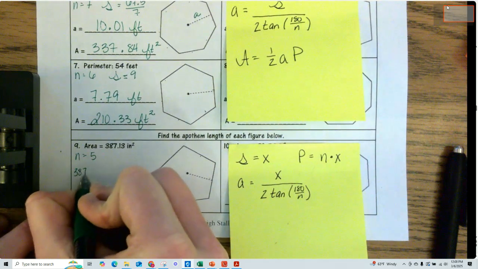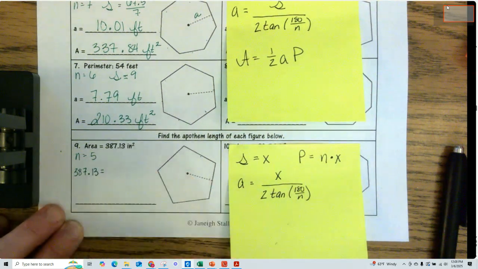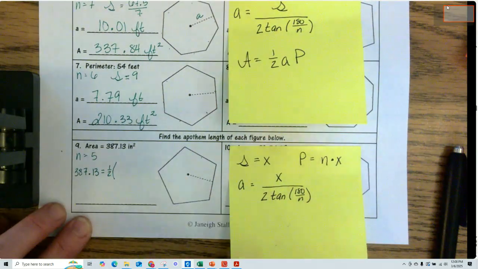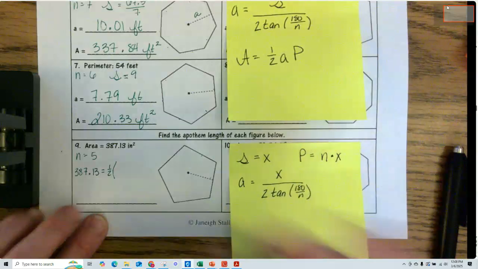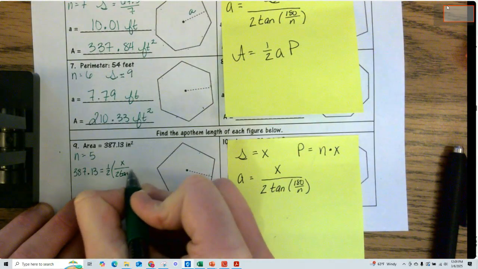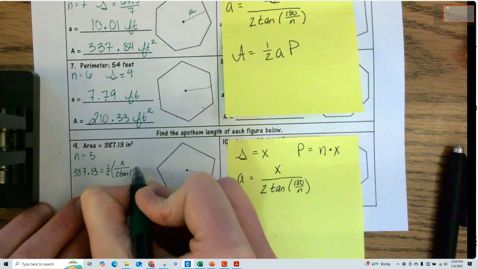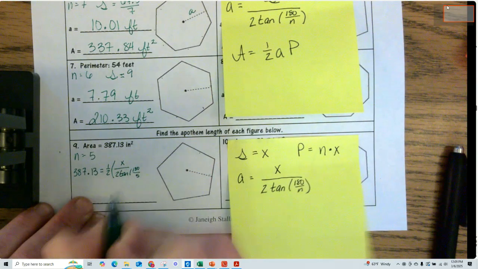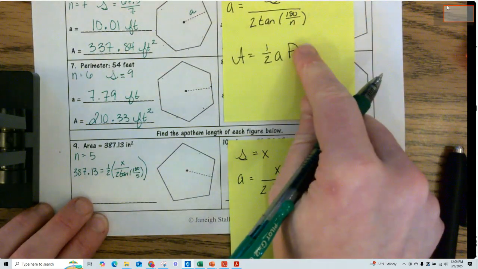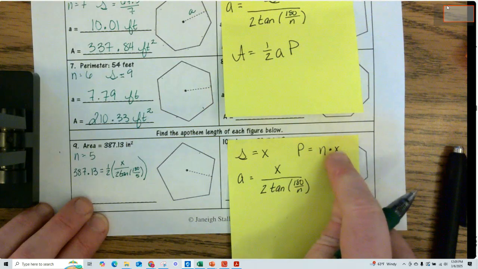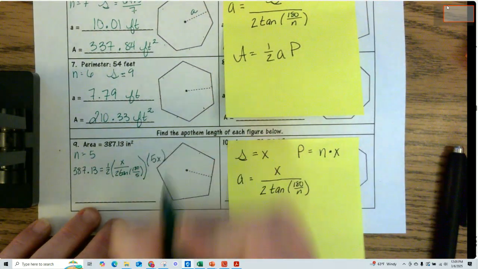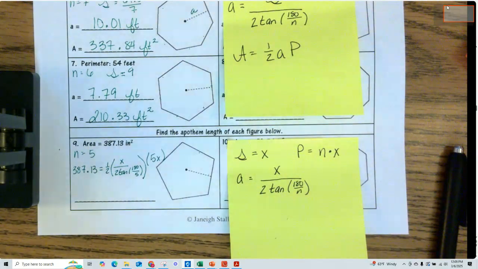So 387.13 equals, all right, 1/2. And then our apothem. Here's our apothem. X over 2 tangent, sorry, I'm having to write so small, 180 over, and then the number of sides, 5. Lots of parentheses. And then big P is our perimeter. Perimeter is n times x, so number of sides is 5, so 5x. Okay.